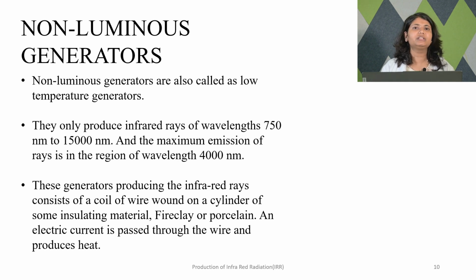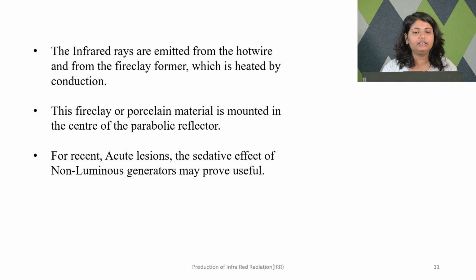These generators producing the infrared rays consist of a coil or wire wound on a cylindrical insulating material. Those materials can be either fire clay or porcelain, and electric current is passed through the wire, which in turn heats the coil. The infrared rays are emitted from the hot wire and from the fire clay former, which is heated by conduction. The fire clay or porcelain material is mounted in the center of a parabolic reflector. So when the coil is heated, the heat is emitted and then it is reflected through the parabolic reflector.